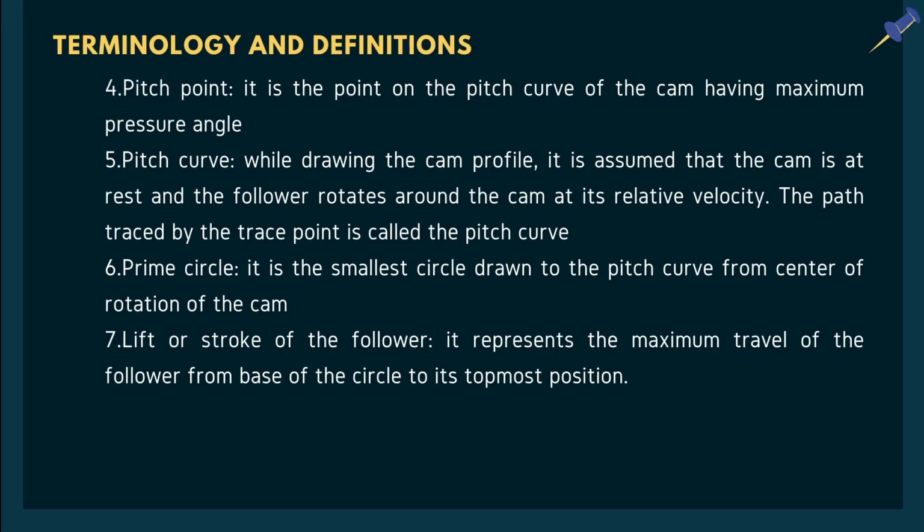Then pitch curve. While drawing the cam profile, it is assumed that the cam is at rest and the follower rotates around the cam with relative velocity. The path traced by the trace point is called the pitch curve. Next one is prime circle. It is the smallest circle drawn to the pitch curve from the center of the rotation of the cam.